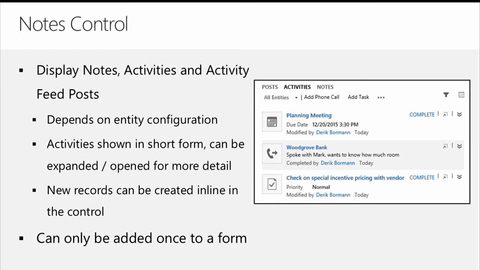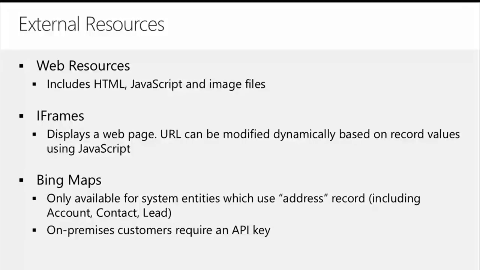The nice thing about this is all of this information can be edited inline directly from within this control. Now, this is typically a control that gets added automatically when you create a new entity or a new item, and it can only be added to a form once. So oftentimes you might see that this control is grayed out. Typically that's because it's already been added to the form and you don't have the ability to add it more than once.